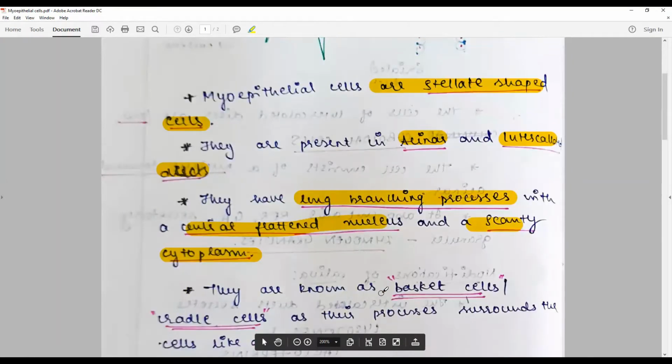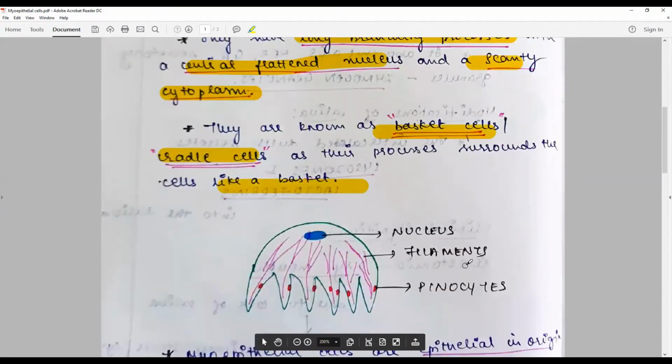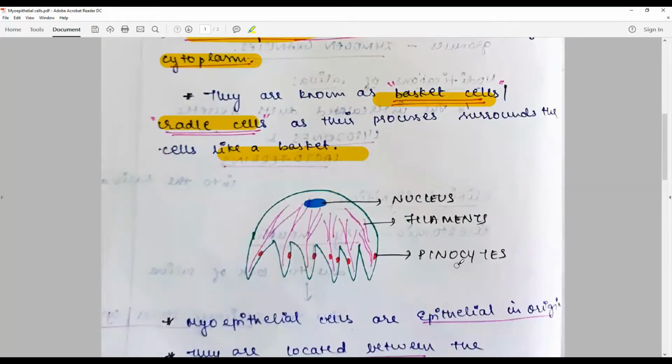They are also known as basket cells or cradle cells, as their processes surround the entire acinus or the intercalated duct like a basket. In this figure, note the centrally placed flattened nucleus and lots of filaments, with a cell organelle called pinocytes.